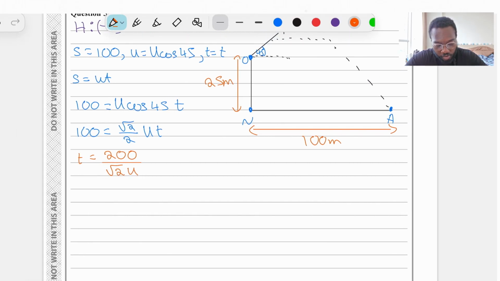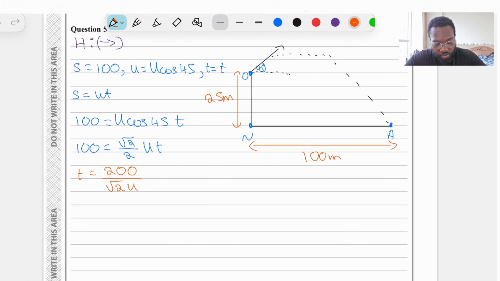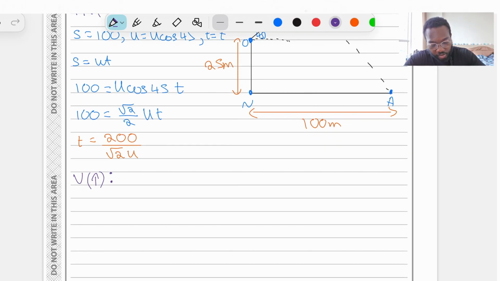So vertical components. Now vertical components is much more important when it comes to your direction. Okay, so if we look at the vertical and we're considering up as positive, then what are our values going to be?